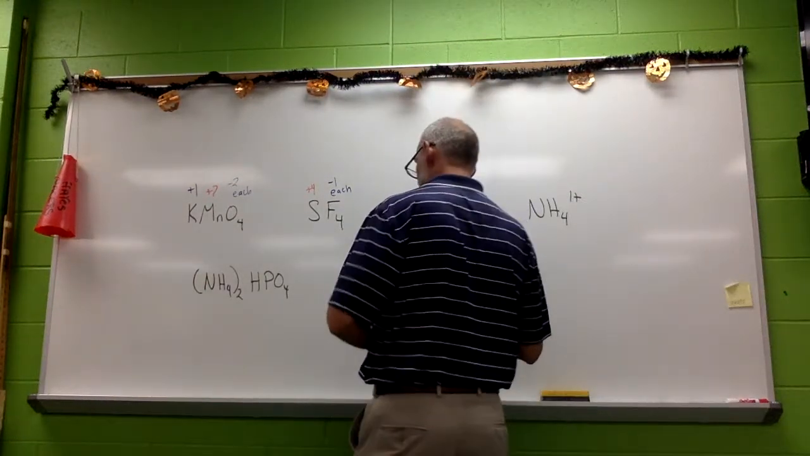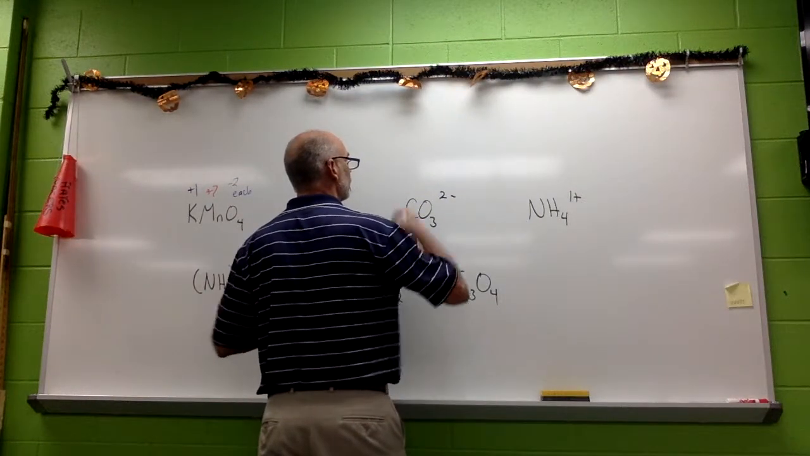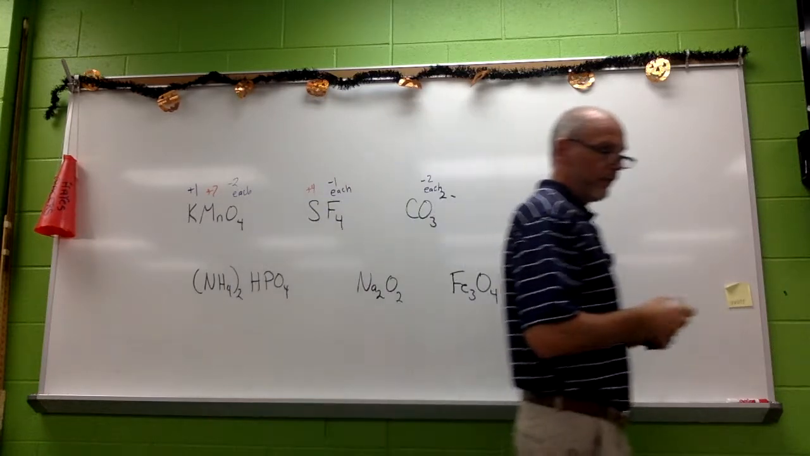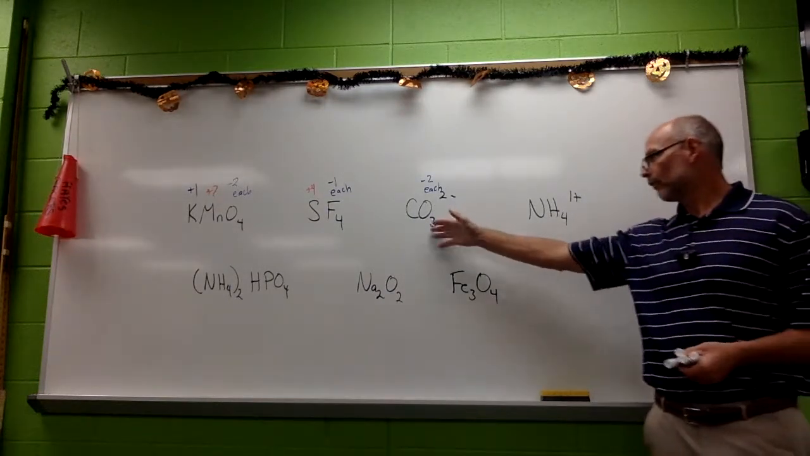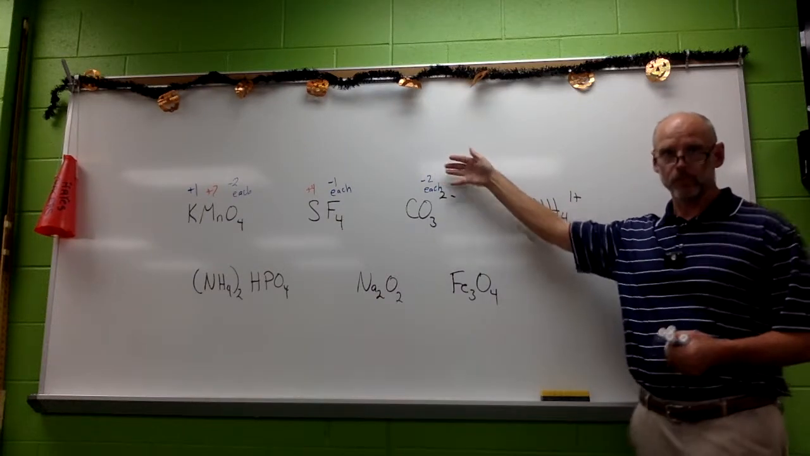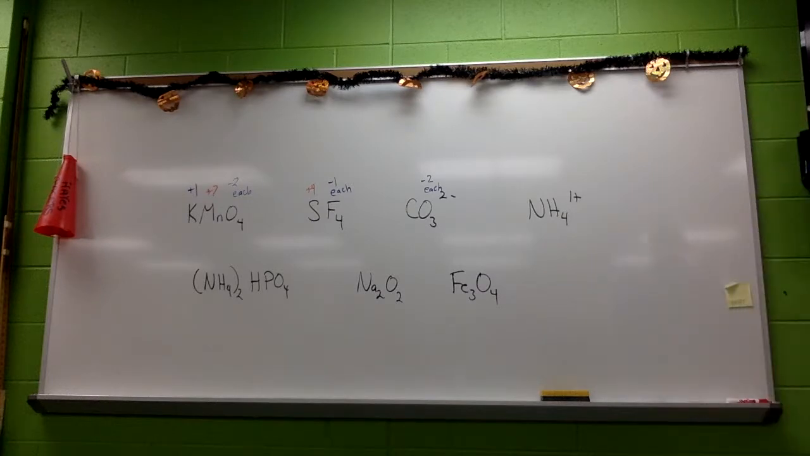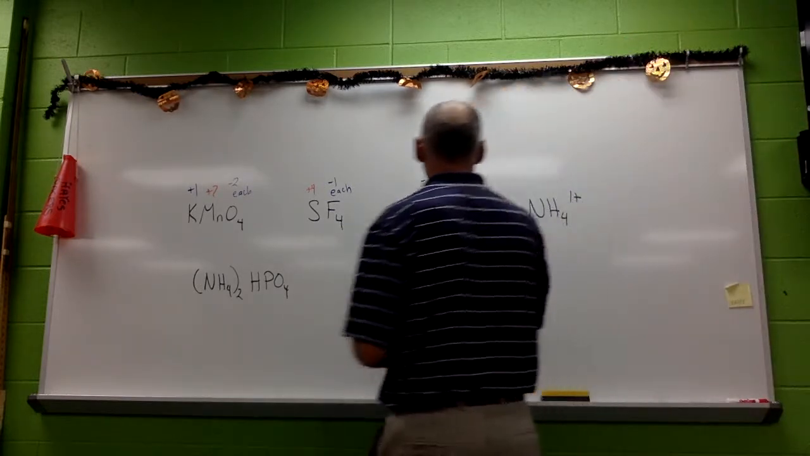The oxygen is what? -2 each. Now, this is going to be our first time we've seen this. So that means we have 6 negative charges, but the overall ion has a net charge of -2. Therefore, the carbon has to be +4. Look at you guys go.